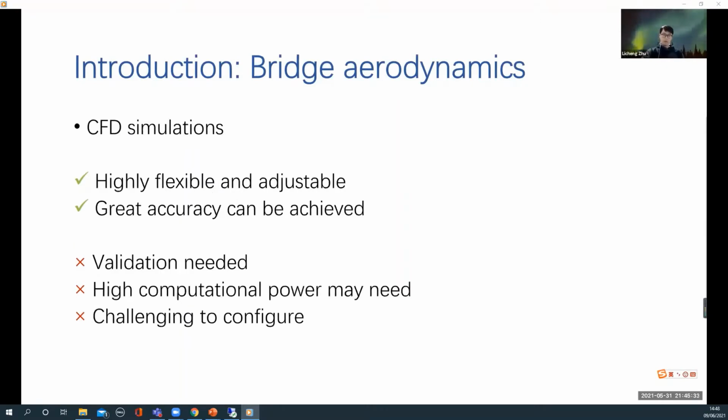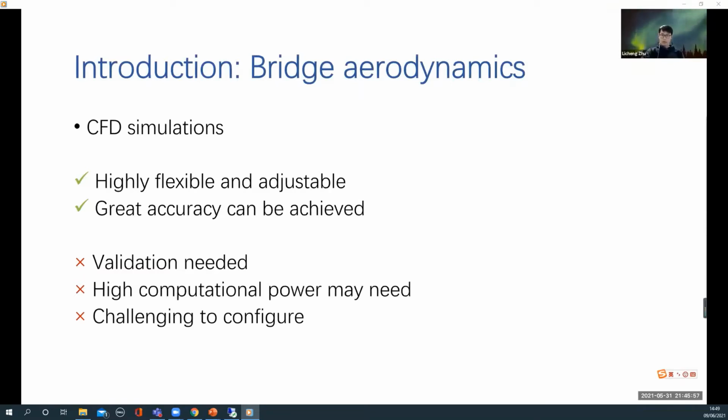Compared to those two methods, CFD simulations are much more flexible. Firstly, you have control of the level of accuracy and cost. It depends on the different purposes of your work. You can work on different schemes for different levels of accuracy.